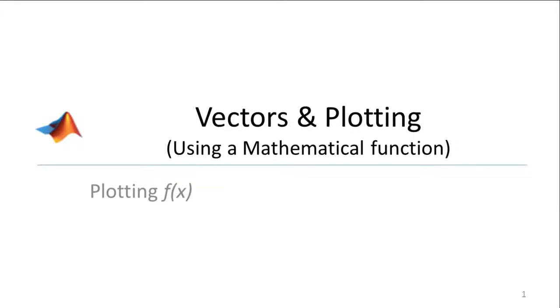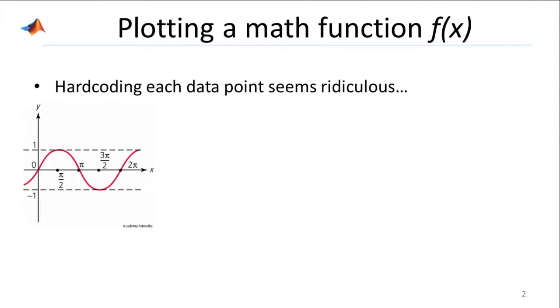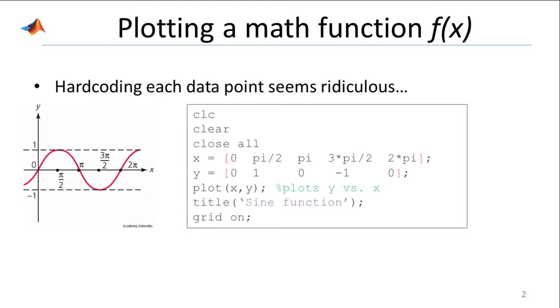Vectors can also be used to plot functions, but by functions I mean mathematical functions, such as f of x equals an expression of x. For example, if we wanted to plot the sine function. So far, the only way we know is to hard-code each data point separately, but hard-coding each data point seems ridiculous. We'd start the same way as before, CLC and clear and close all.